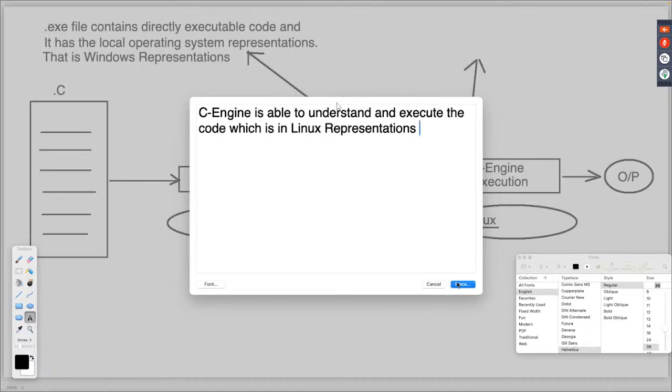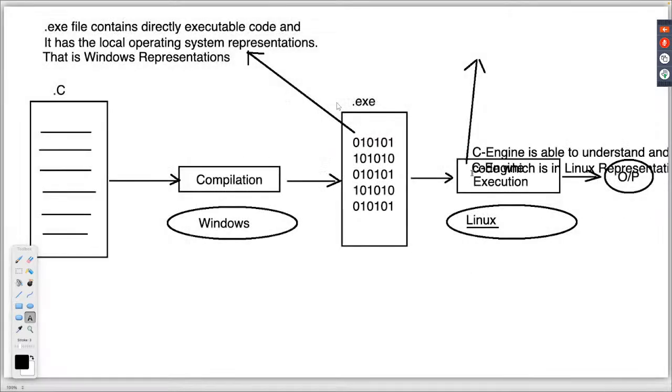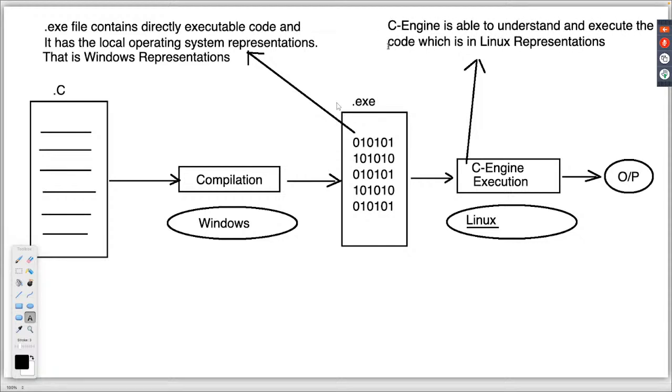Everybody understand my point clearly? The C engine is able to understand and execute the code which is in Linux representations. Why is it in Linux representation? Because it was installed on top of the Linux operating system. That's enough. Because of that reason, our program is not going to be executed.